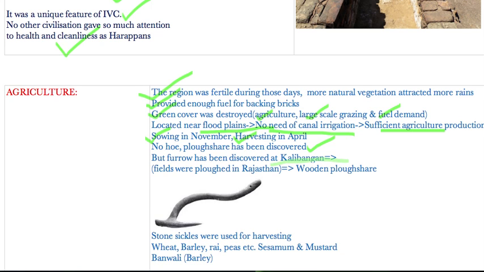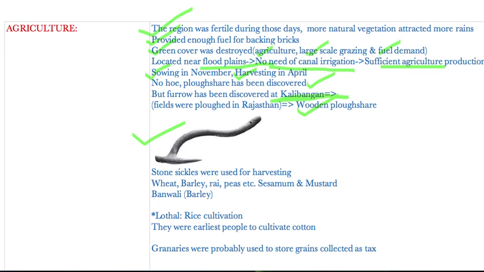You can write that at Kalibangan we have evidences of furrow. So fields were plowed in Rajasthan. It implies that fields were plowed in Rajasthan. So most probably they used a wooden plowshare. Why? Because some toys having plowshare shape have been found, as you can see in the picture. So most probably they used a wooden plowshare. Stone sickles were used for harvesting.